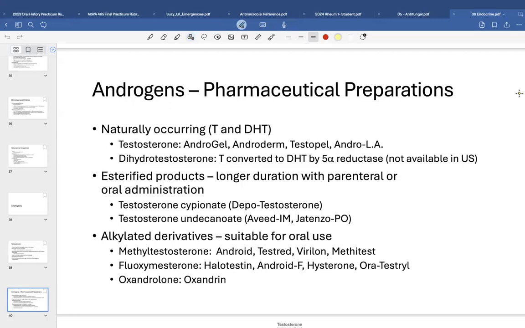And then there are alkylated derivatives, which are basically forms of testosterone where you add a side chain to the 17 position, causing better oral bioavailability: methyltestosterone, fluoxymesterone, oxandrolone.